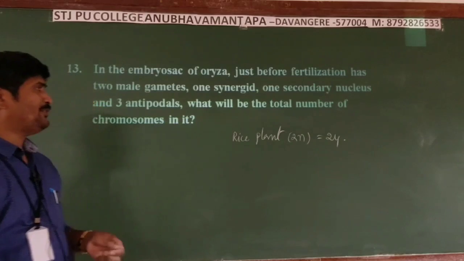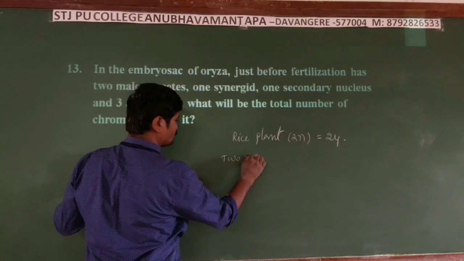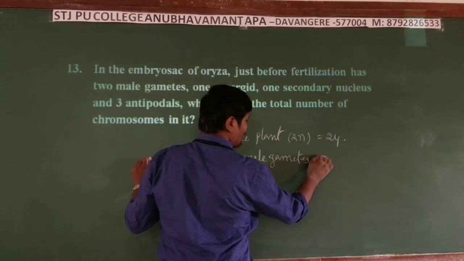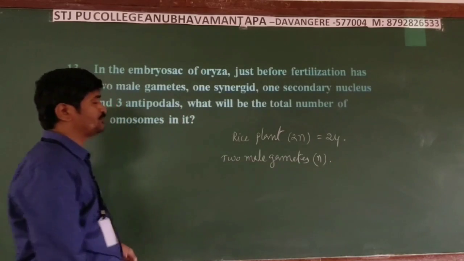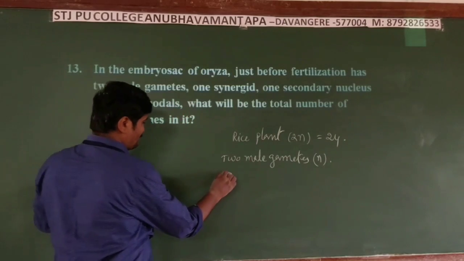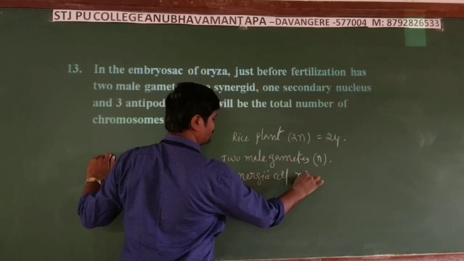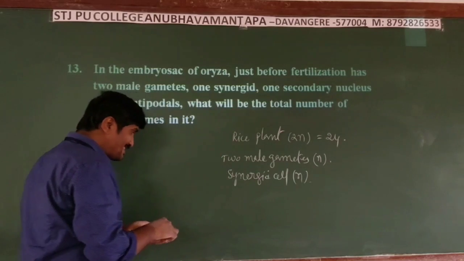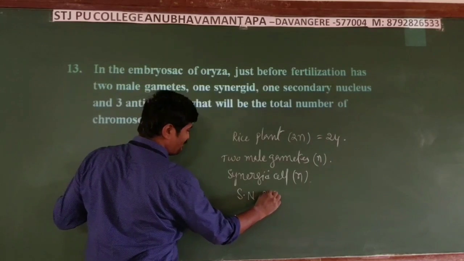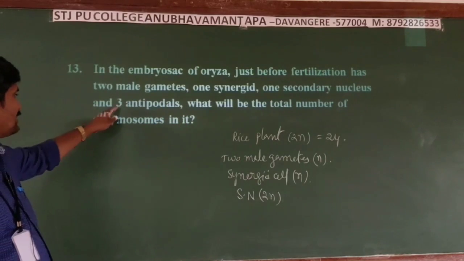Just before fertilization there are two male gametes. The male gametes are haploid. One synergid cell, it is also haploid, N. One secondary nucleus: the secondary nucleus is 2N, diploid, because it is the fusion of two polar nuclei. And three antipodals.